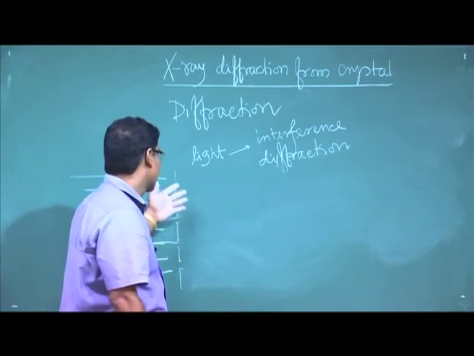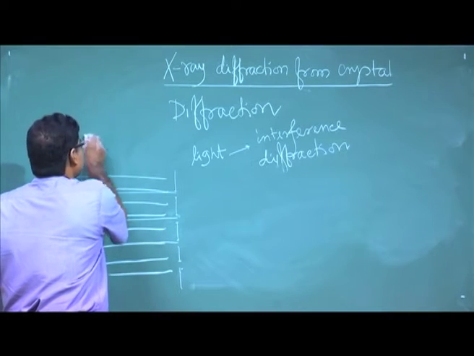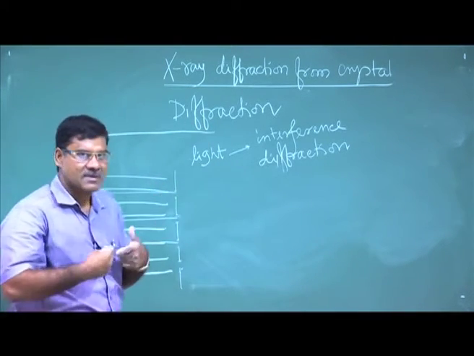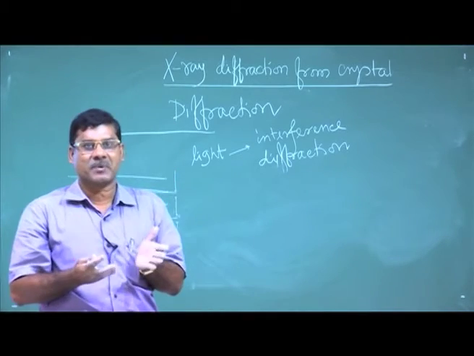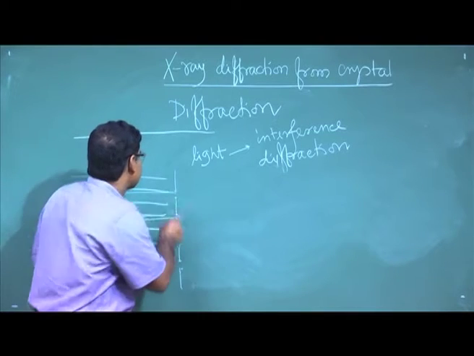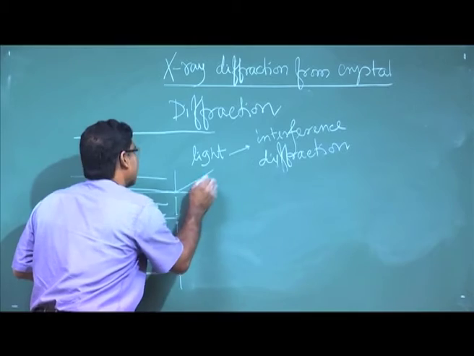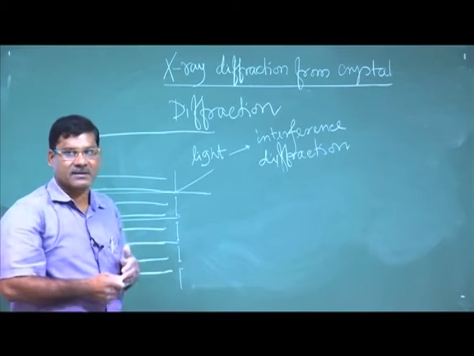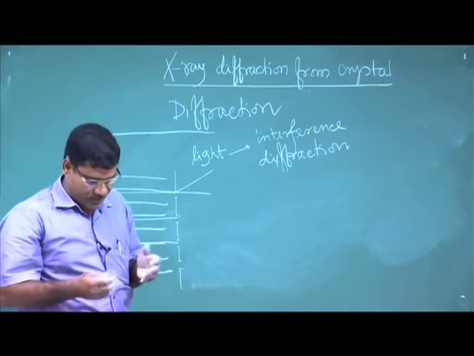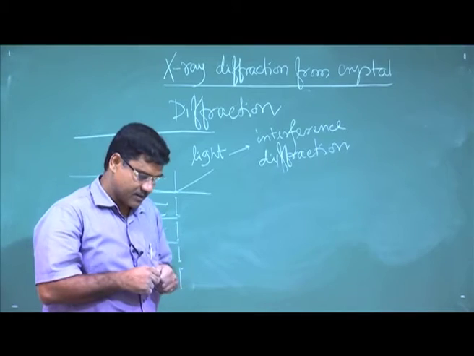it does not pass just as it is. Here it feels some obstacle. Generally people say it bends, from this direction to another direction. That is what we generally call diffraction, but it is not a good way to define diffraction.